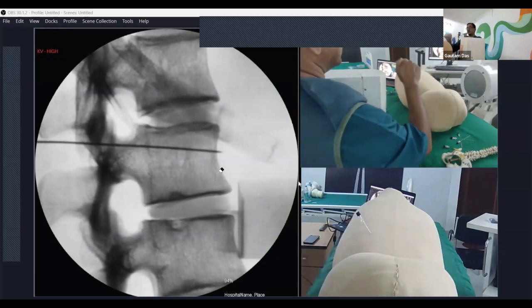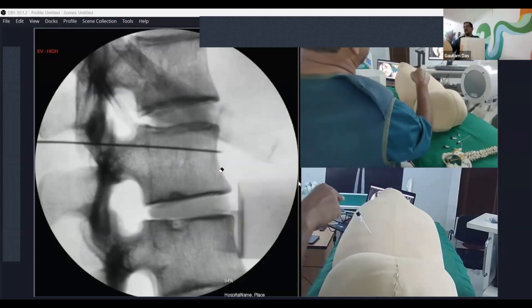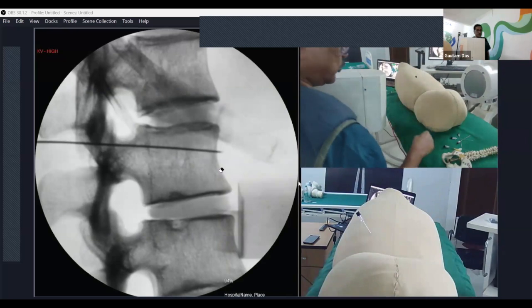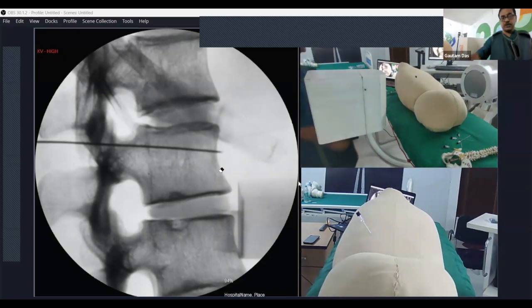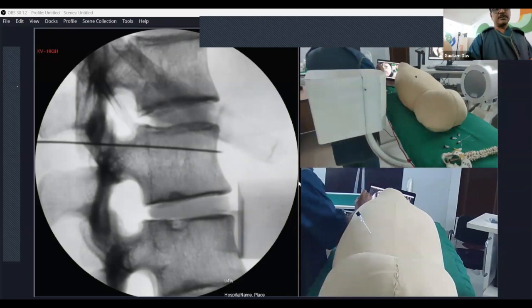So here we are not going through the aorta. Here we are just going anterior. And this is also called the antecrural approach. Why? Because the crura of the diaphragm is here, like this. So you are crossing the crura. That's why it is known as the antecrural approach.